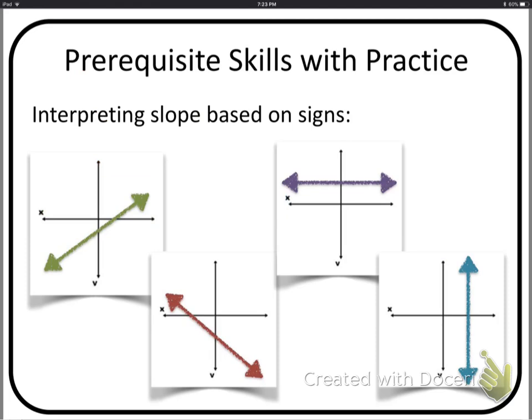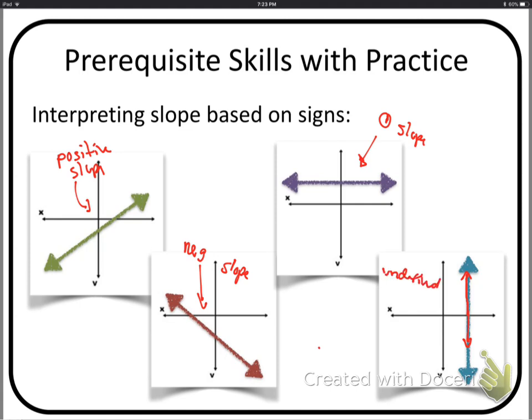So now going on to prereq skills real quick. This here, that's a positive slope. This here, that's our negative slope. This one here, there's no rise, but there is a run, so this is a zero slope. And this here, there's only rise. There's a rise, but there's no run. So this slope is undefined, or no slope. But you'll get into that later in math, further on. You guys move on to Math 3.